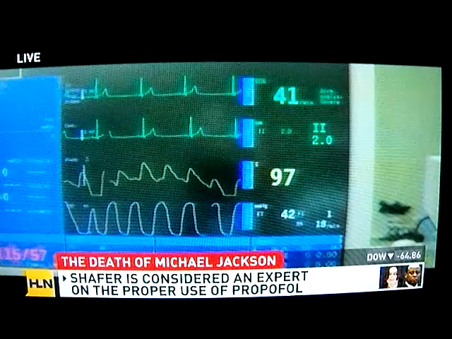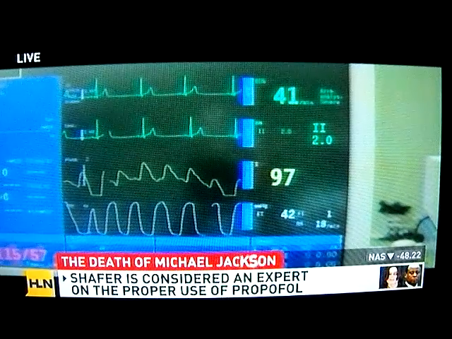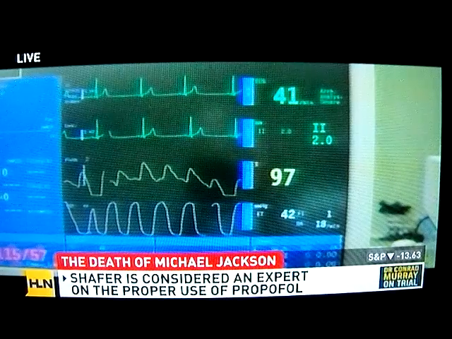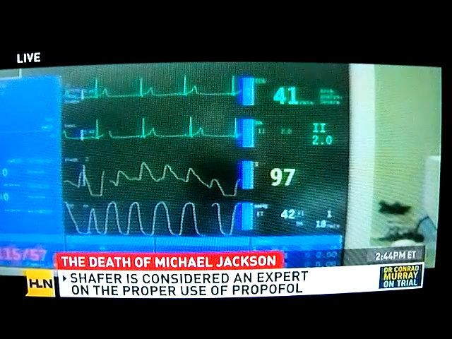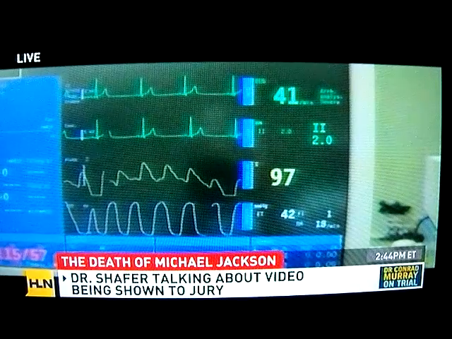In this particular patient, young, athletic, the heart rate is only 41. Oxygen saturation is 97%. That means the patient's blood is pretty much completely saturated with oxygen, as much as it can carry.